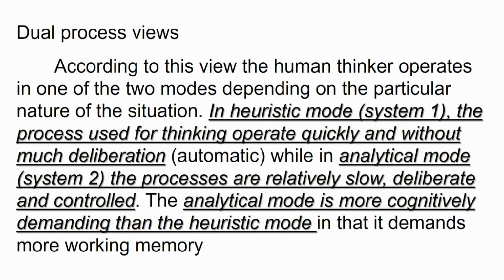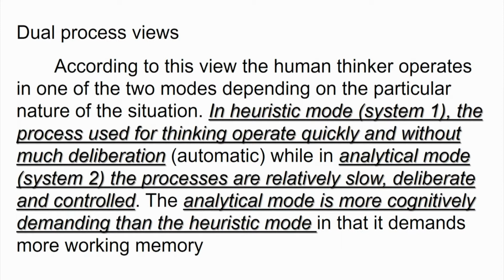For answering that question, it was proposed that human beings use two modes of reasoning. The first mode is called the heuristic mode, or system 1 mode, in which the processes used for thinking operate quickly and without much deliberation. So, the first way is a quick reasoning process, where a mental shortcut is used. Heuristic, remember from the problem solving chapter, is basically a rule of thumb, a shortcut of an algorithm. So in heuristic mode people use some kind of shortcut, don't think too much and reason automatically.